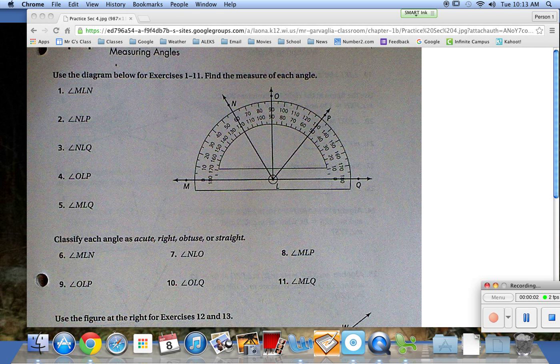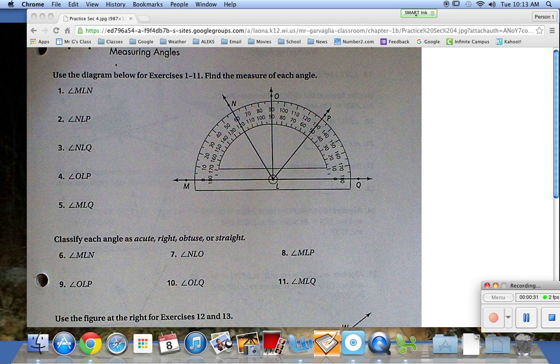All right, Section 4. Chapter 1, Section 4. Learning target for today. Make sure you put this at the top of your paper, measuring angles. We are going to measure angles now. All right? You've done some of this. We did some of this in algebra. We measured angles in algebra. But now we're going to start with the geometry side of it.